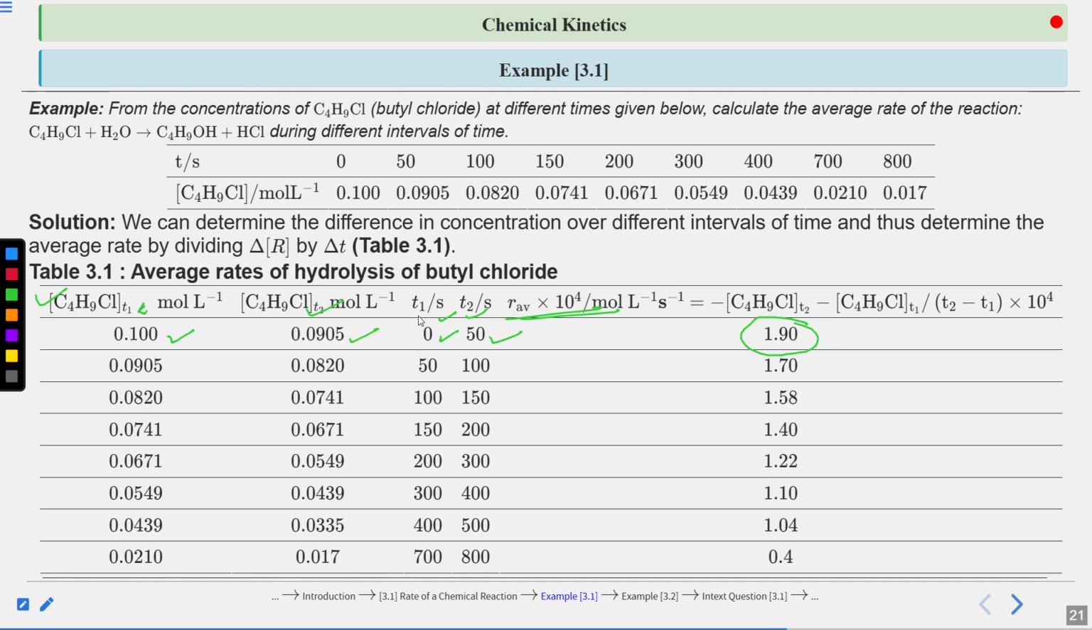Okay, so we just arrange the given seconds like 0 to 50, 50 to 100, 100 to 150, 150 to 200, 200 to 300, 300 to 400, 400 to 500, and 700 to 800. Basically these are the time intervals which are already given in our question and their respective concentrations of the butyl chloride. By simply applying this formula, you can determine the average rate of the butyl chloride at different time intervals. This is how you can solve it.